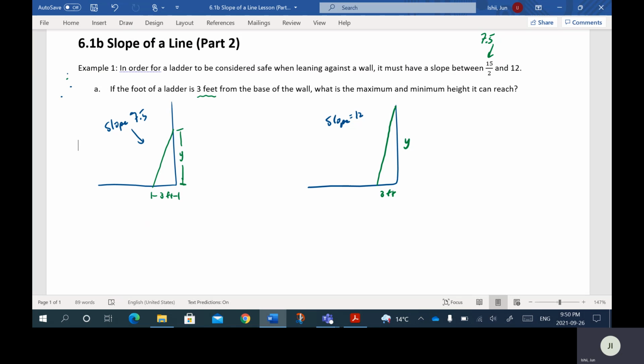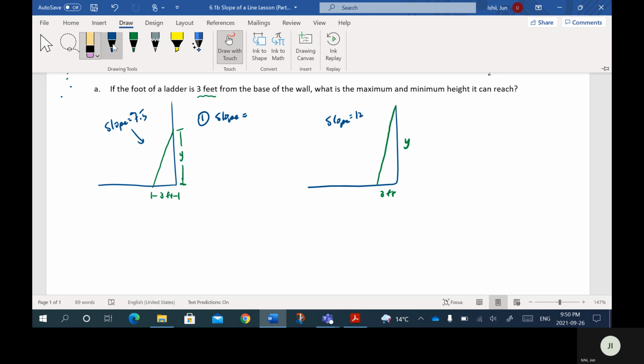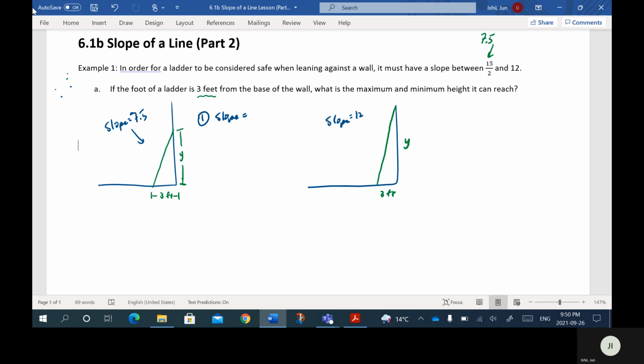So to answer this question, we got to do two separate calculations, and I'm just going to show you how to do that. For this first one, I have a slope that's equal to 7.5. Actually, you know what? Let's write it as a fraction instead. You'll see why in a second. So the slope is 7.5, in other words 15/2, and remember that this is the rise over the run.